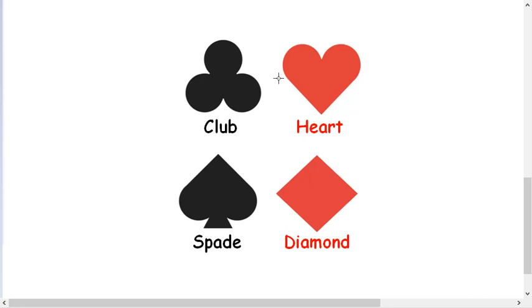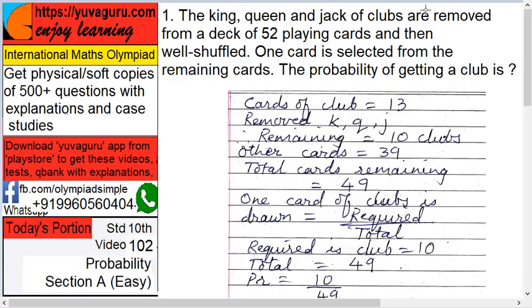Each one has 13 cards, right? Total 52. Forget the joker. So cards of club equals 13. Removed what? King, queen and jack. Okay. So remaining 10. Other cards, total 52 minus 13 is 39.